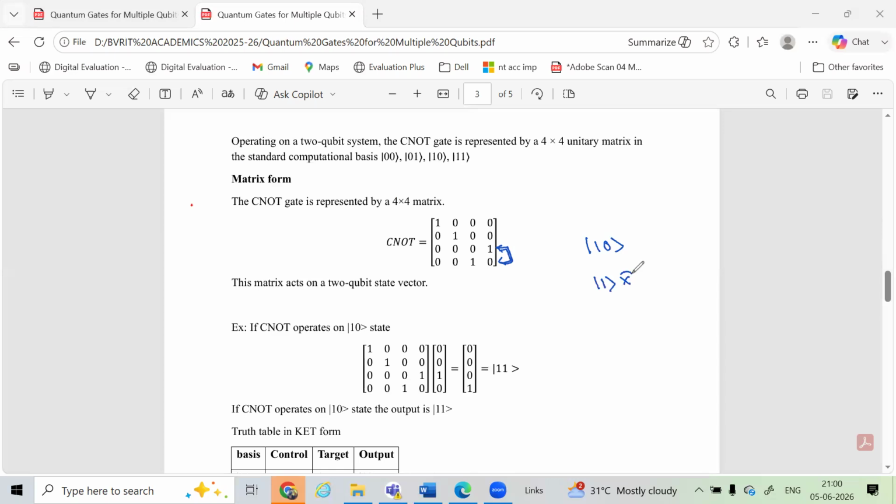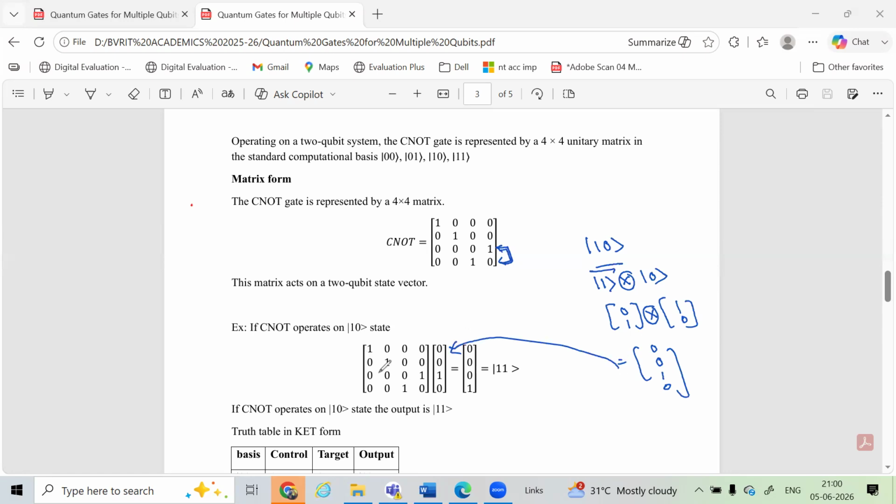We need to take the tensor product with the 0. We already take it as a 0, 1 here, and the tensor product with the 1, 0 state. So this is the matrix representation. When we are applying this, it is 0, 0, 1, 0. The same matrix we are applying here.